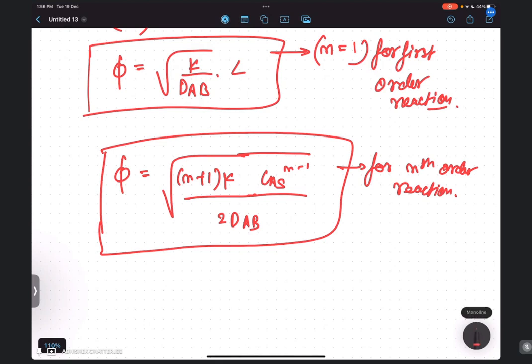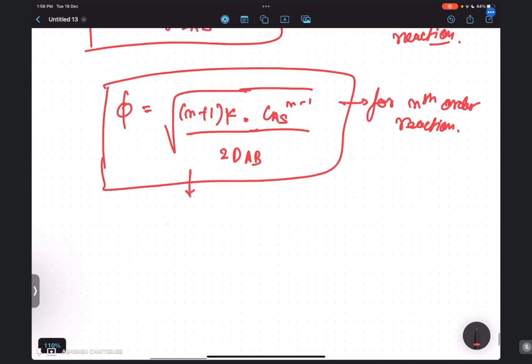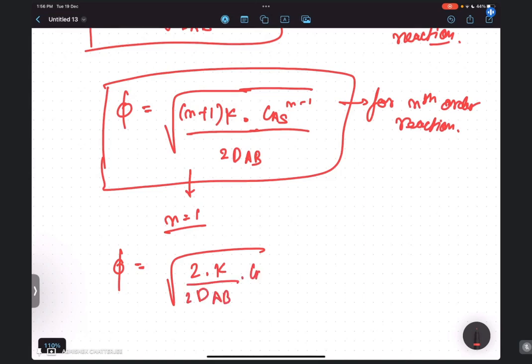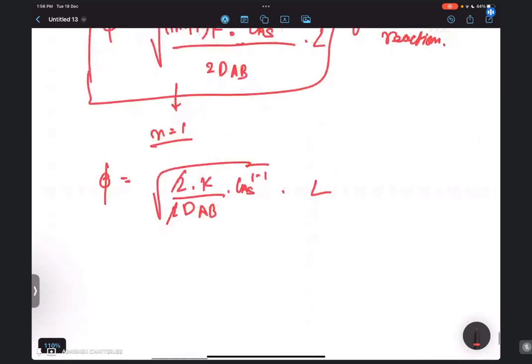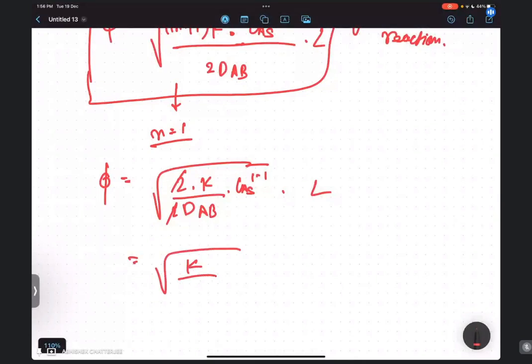Now what you do is that you put here n equals to 1. Once you put n equals to 1, n plus 1 is 1 plus 1, 2, so 2 into k divided by 2 into DAB and into CAS to the power 1 minus 1, that is 0, and into L, sorry, I forgot to multiply L. So the 2s will cancel out, CAS to the power 0 is equal to 1 only, so you will be getting root under k by DAB and into L. This is your phi.